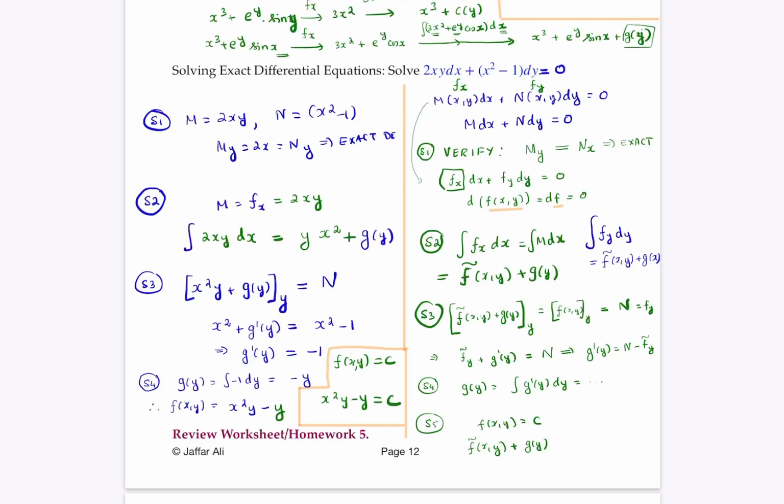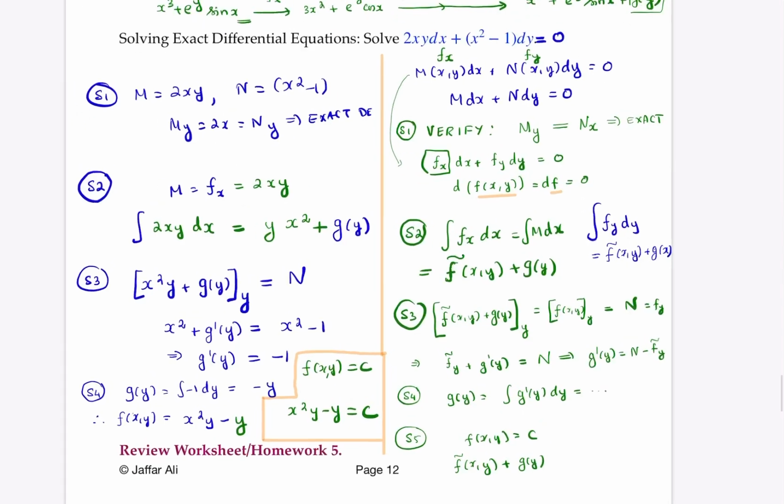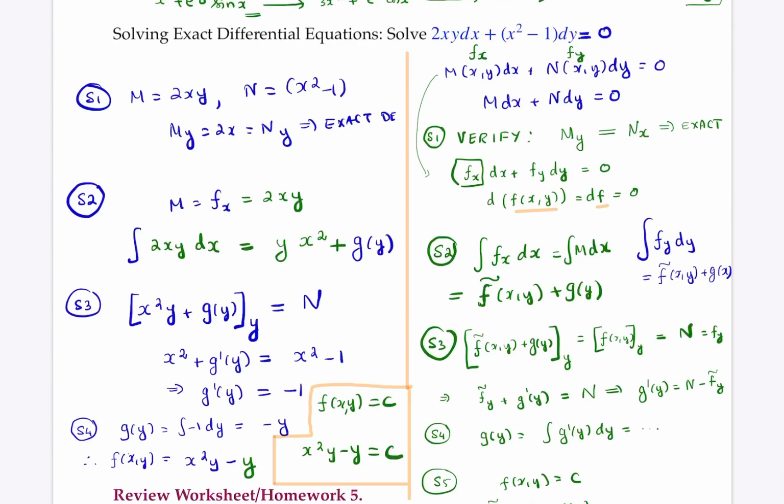So let me quickly go through the process one more time so that you can follow what I'm doing. So again, what did we do? The very first step, we verify whether it is exact or not. Once you verify, you can take a look at the M, which is f x, and then do the integration of that with respect to x, or you can also take a look at the N and then do that with respect to y.